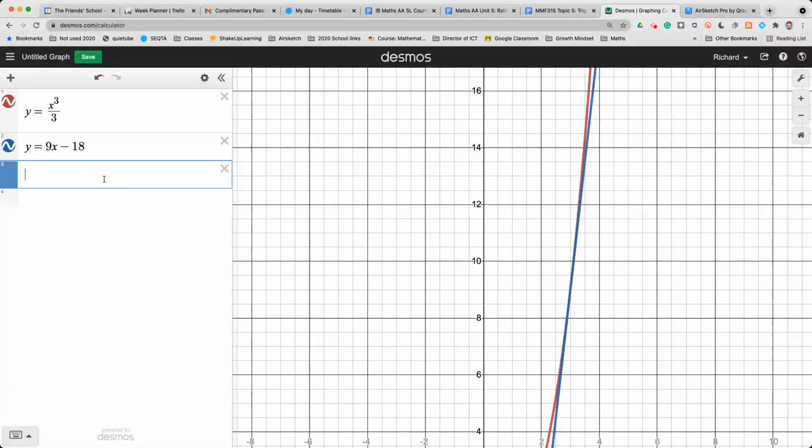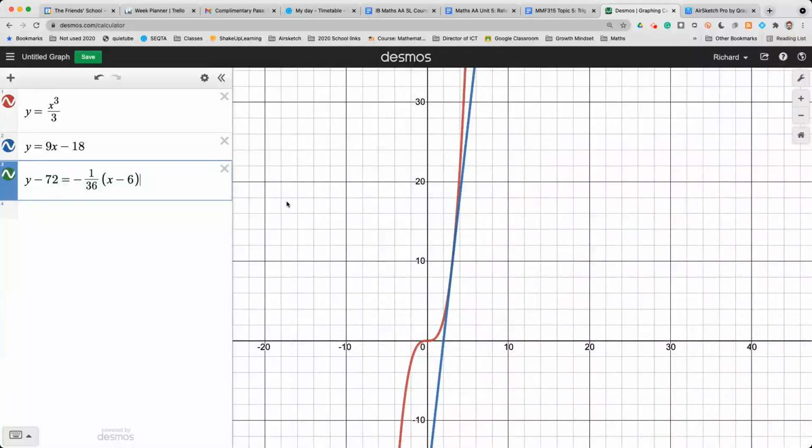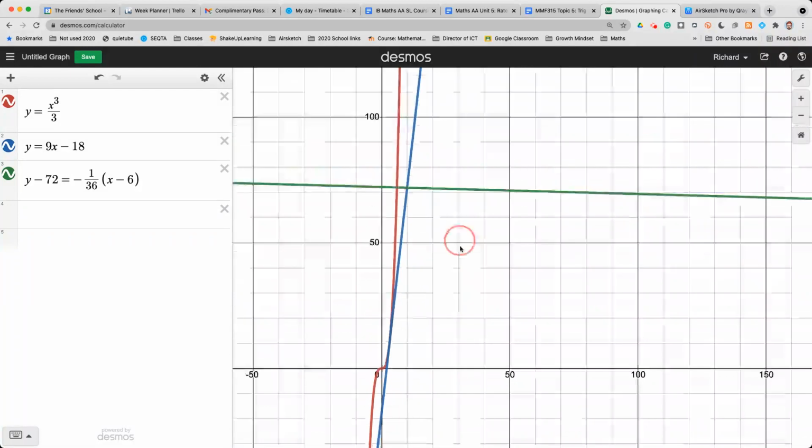And then the other one, which we're going to have to zoom way out for, is y minus 72 equals negative 1 on 36 multiplied by x minus 6, close brackets. And I'll have to zoom out a fair bit for this. Return. Where is it? Oh, there it is.